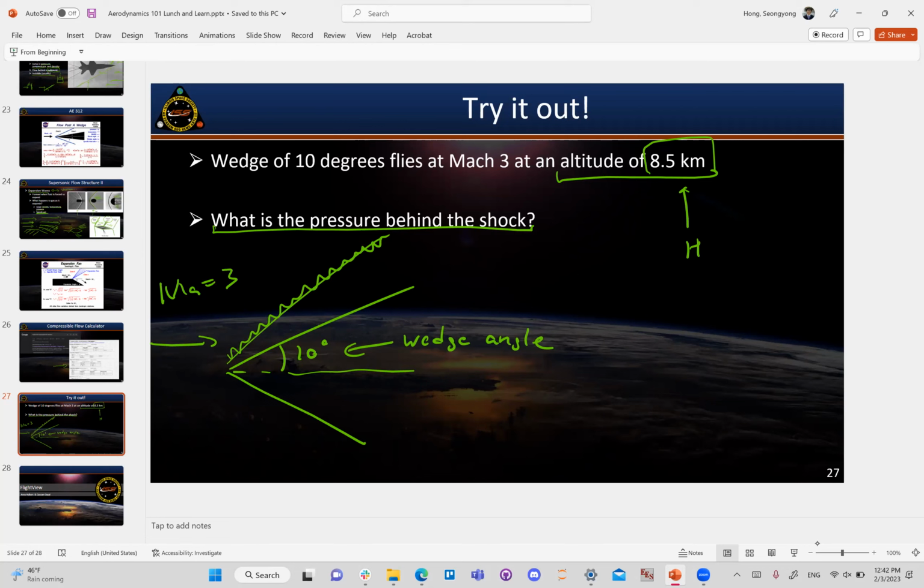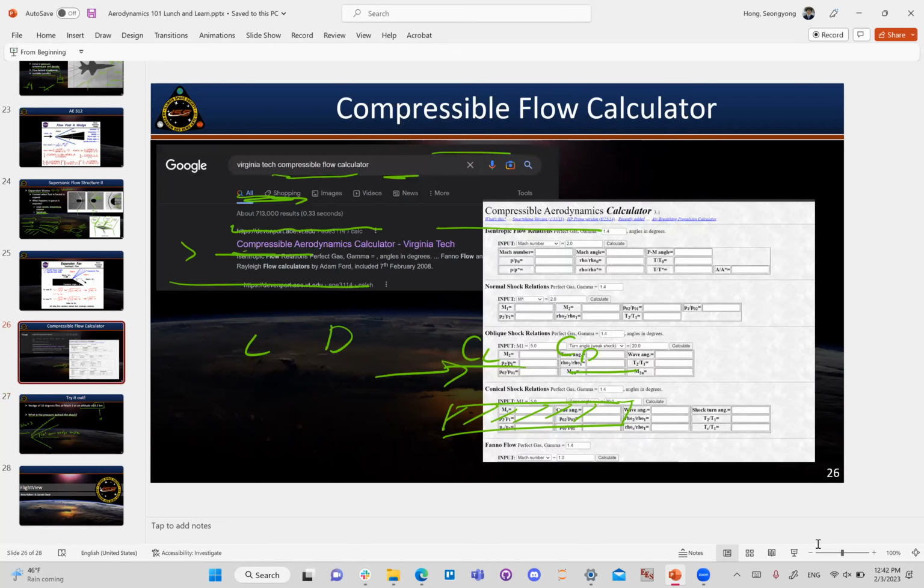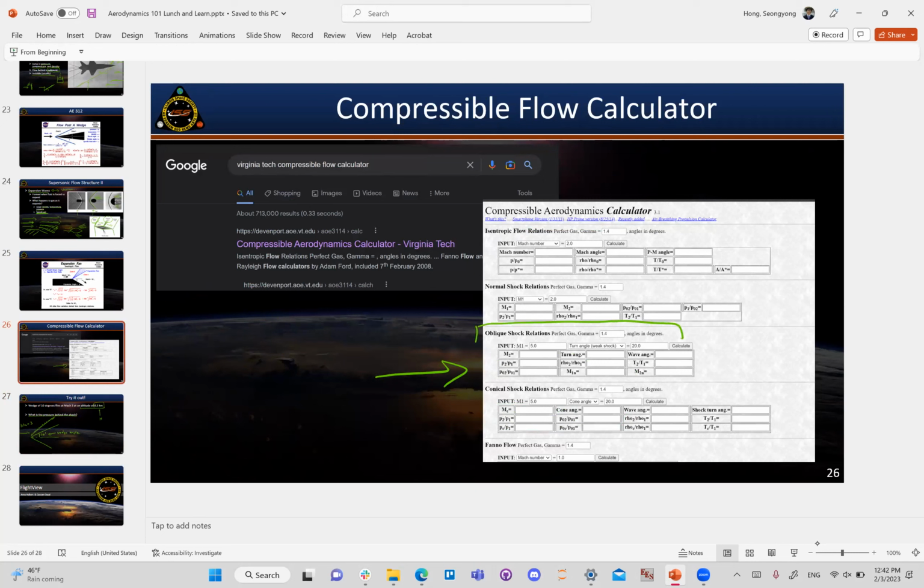So I guess for step one, if you go back to the calculator, you'll be using the oblique shock section here. The default value of gamma is correct; that's the gamma for air. The input, Mach 1, M1, is 3 here. And then the turn angle is 10 degrees, and it's the weak shock.